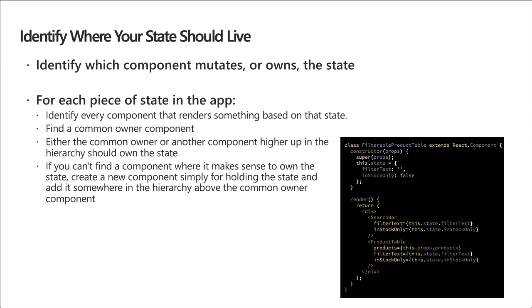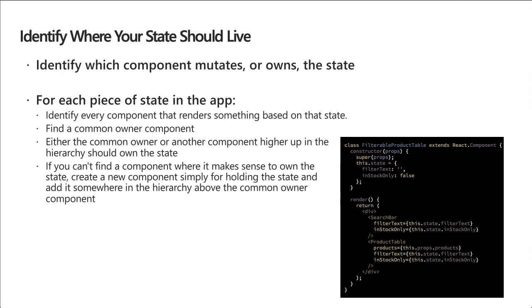Okay, so I've identified the minimal set of app state that we're going to have. Next, we need to identify which component is going to mutate, or is going to own, this state. Remember that React is all about one-way data flow down the component hierarchy. It may not be immediately clear which component should own what state. This is often the most challenging part for newcomers to understand, so follow these steps to figure it out.